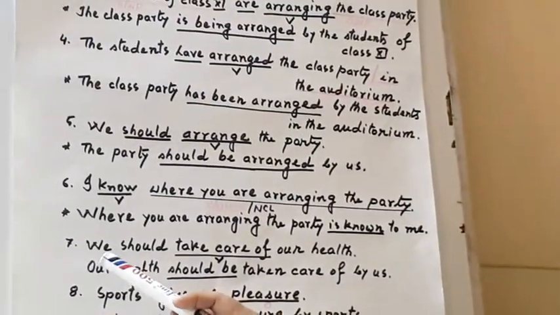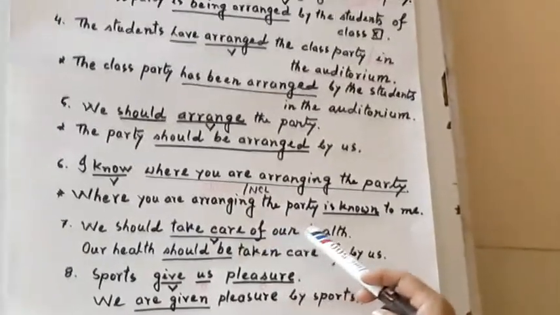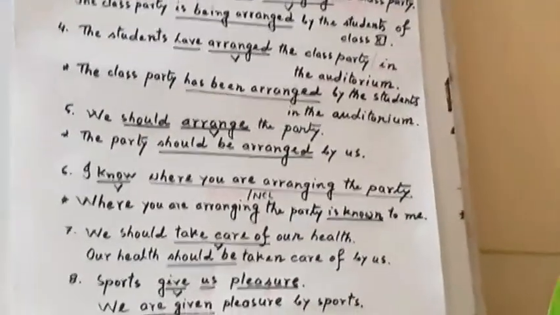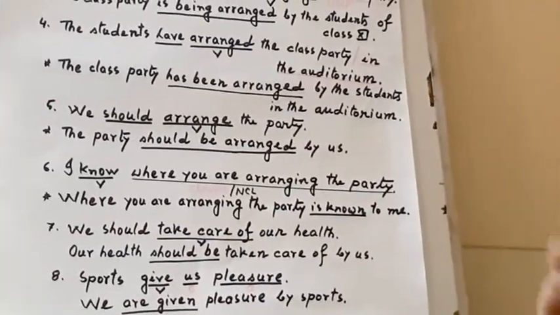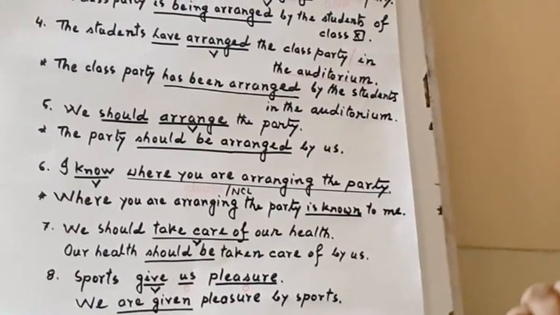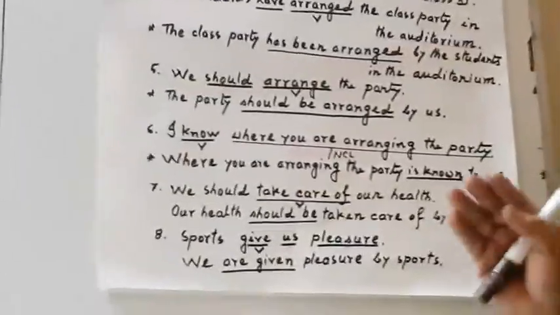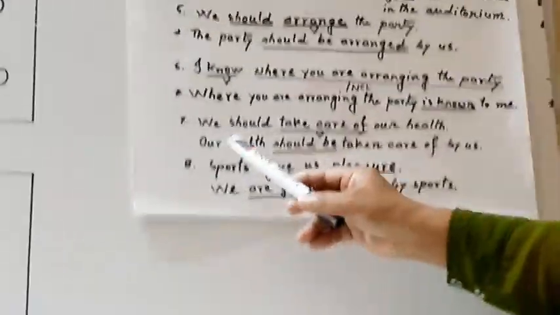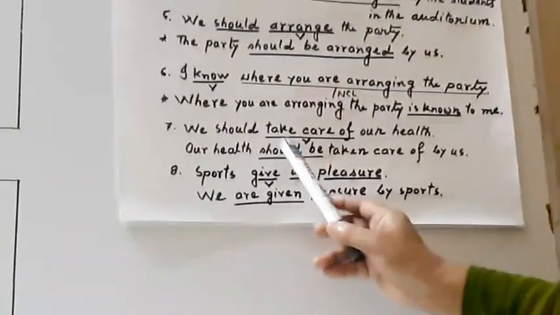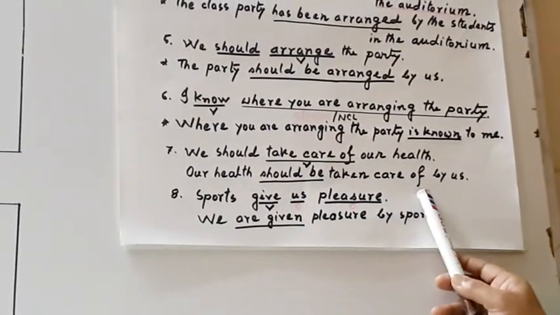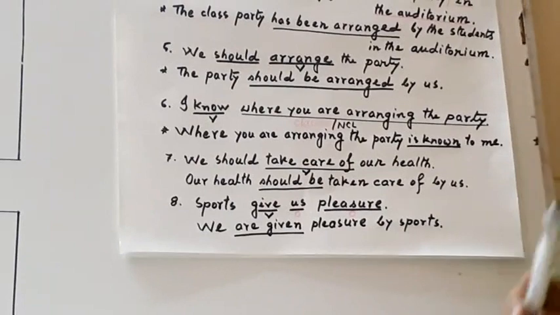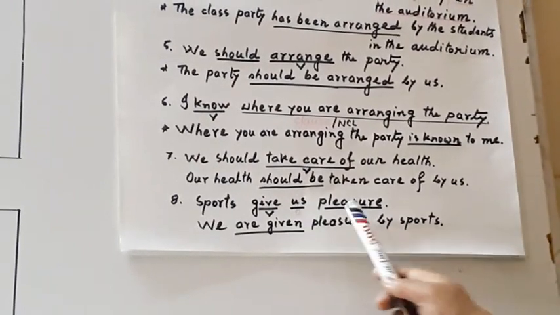Then in the next number, we should take care of our health, my dear students. You see, sometimes there is the use of a preposition with the verb that makes the verb phrase. In this case, we cannot avoid the preposition because this is attached to or close to the verb. So the answer is, our health should be taken care of by us.